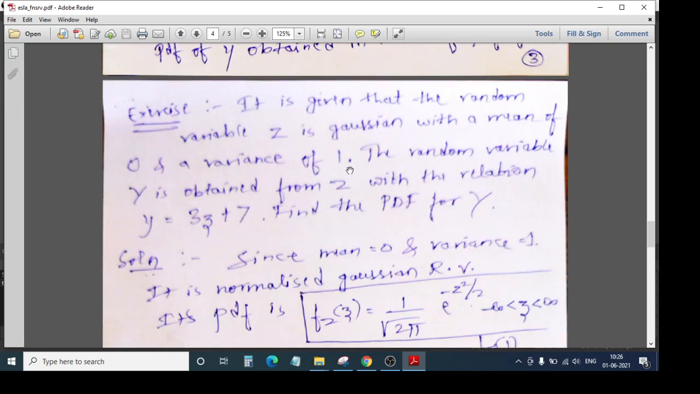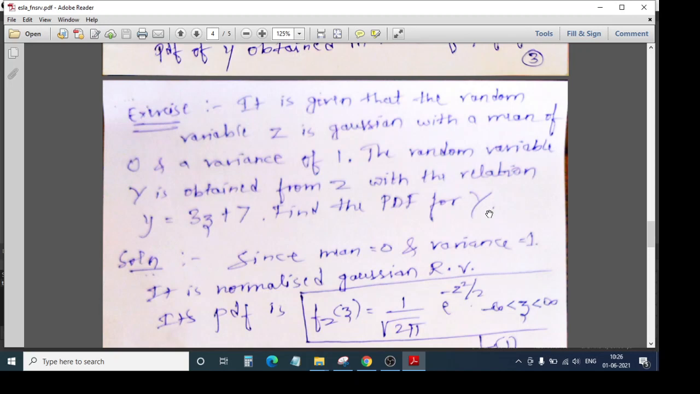Please concentrate a bit. Clarity is not here due to the camera. You can see here, it is given that the random variable z is Gaussian with a mean of 0 and a variance of 1. The random variable y is obtained from z with the relation y is equal to 3z plus 7. Find the PDF for y.